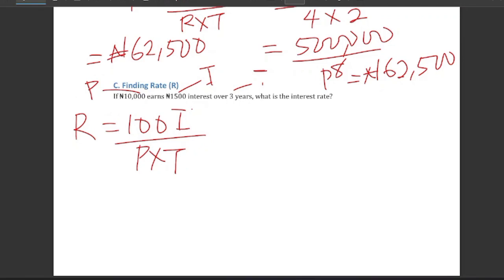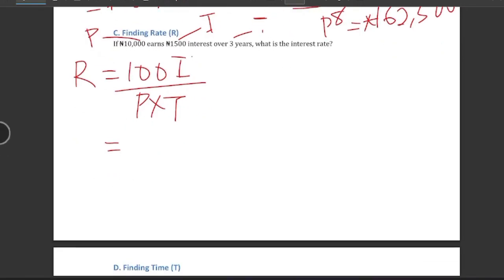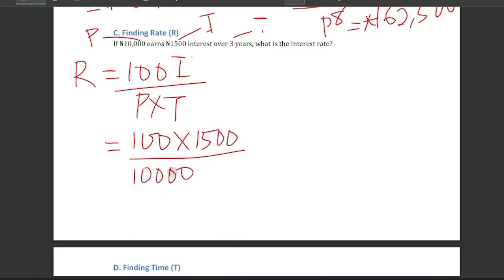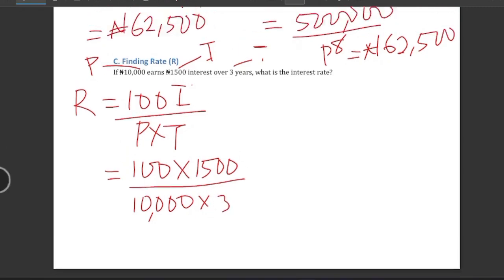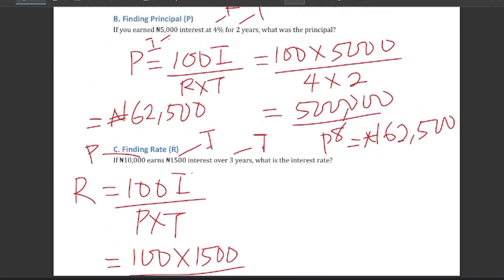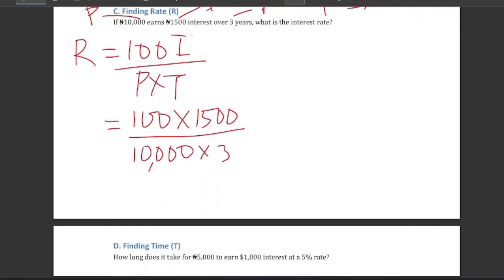So in this case, we are going to have 100 multiplied by the interest, which is 1,500, divided by the principal, which is 10,000, multiplied by the time, which is 3 years. So this is the time here. All right? So we multiply, or we can divide.